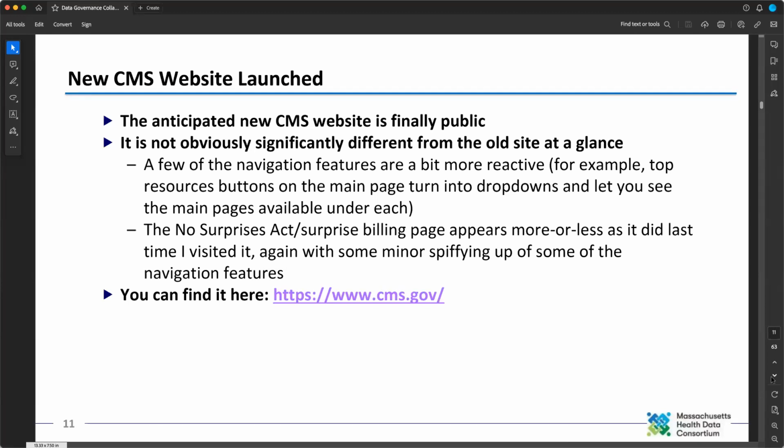But in any case, if you're interested in poking around, feel free and take a look, and maybe the navigation improvements will make a significant difference for some people. Any comments or thoughts there? All right, then let's go ahead and move on.